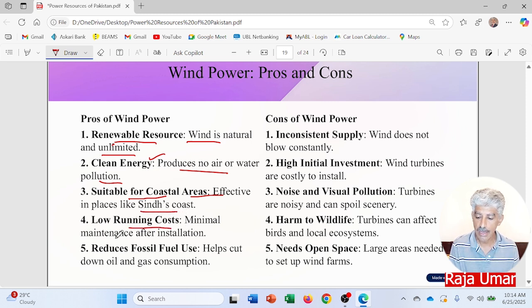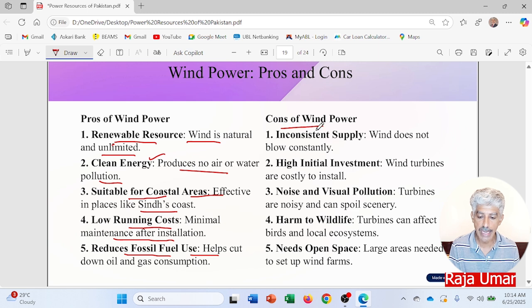Low running cost, minimum maintenance after installation. It reduces fossil fuel use, as we import a lot of fossil fuel to run our thermal power stations. If we install wind turbines, the import of fossil fuels would minimize. That would be a saving of foreign exchange.